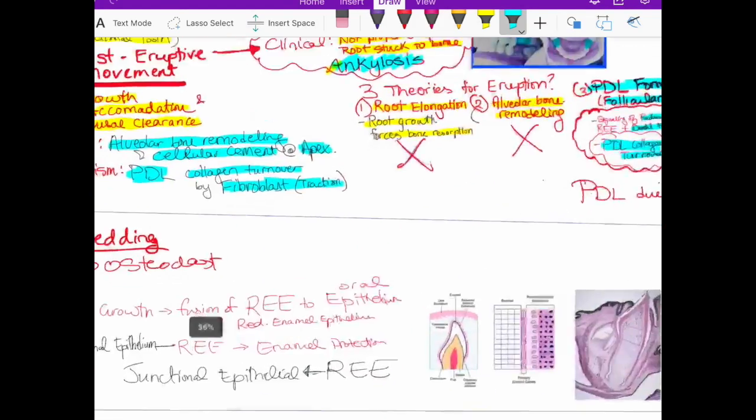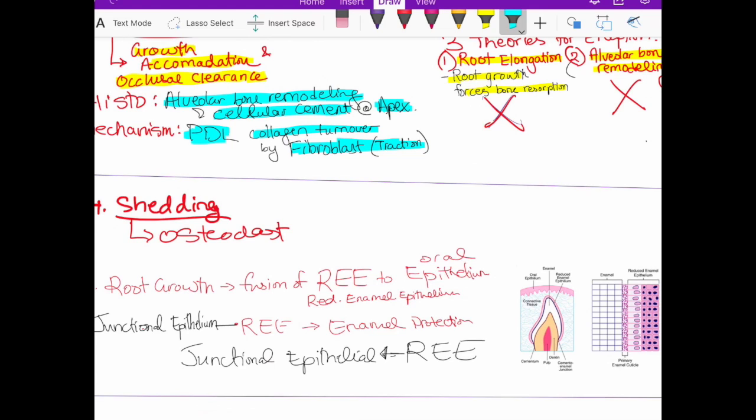And lastly, we will talk about the shedding. Shedding is due to osteoclasts, the bone resorbing cells. As the root grows, you have the fusion of the reduced enamel epithelium to the oral epithelium. And then another component is called the junctional epithelium, and that is for the enamel protection. So it is basically like a sac or like a placenta for the baby around the enamel itself.